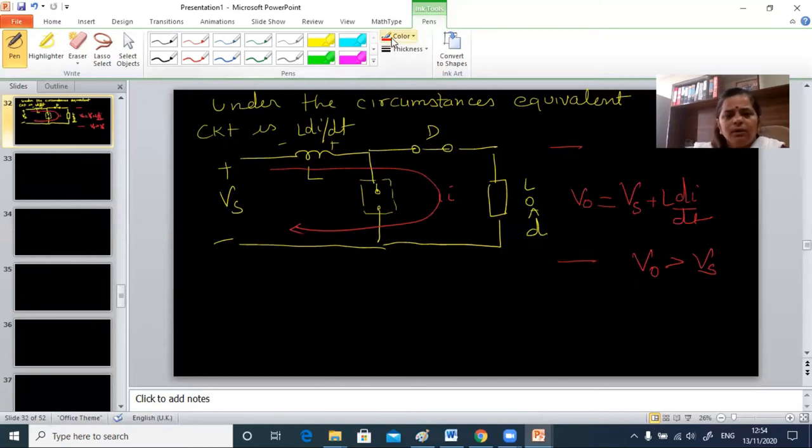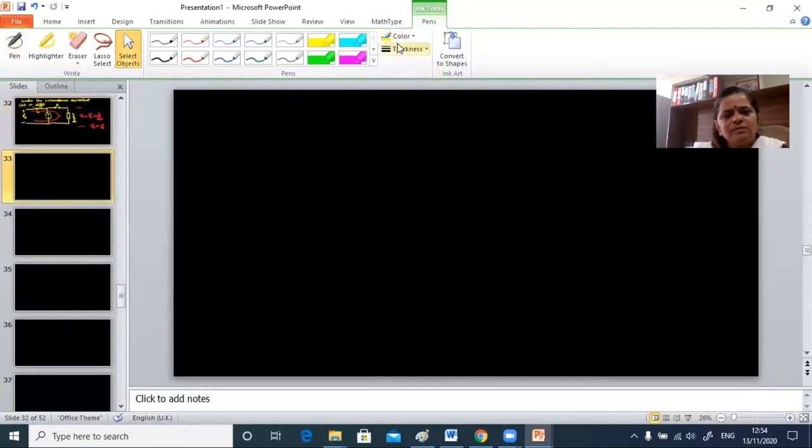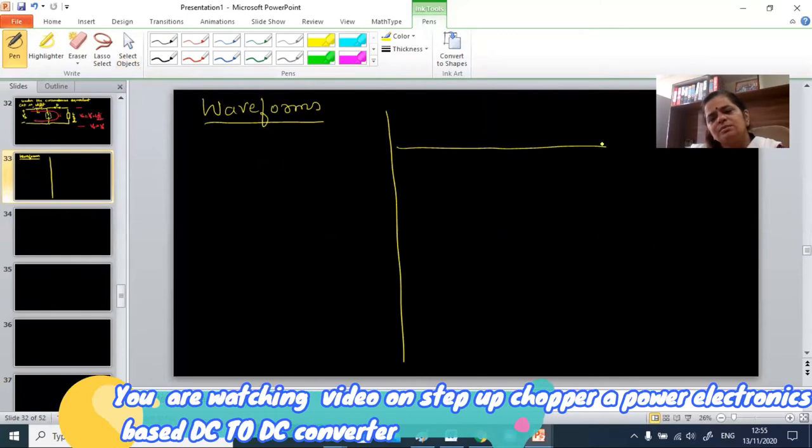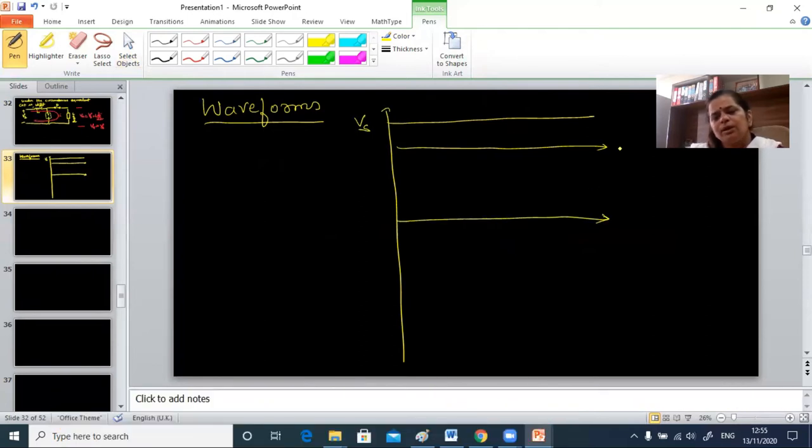Now let us make the waveforms. This is the supply voltage which I am giving. Now if I plot the load voltage against the time axis, when the chopper is on, I get zero load voltage, and when the chopper is off, I get some load voltage. So this kind of output voltage I am going to get: on time, zero voltage, and off time, this voltage. This is TON, this is T.